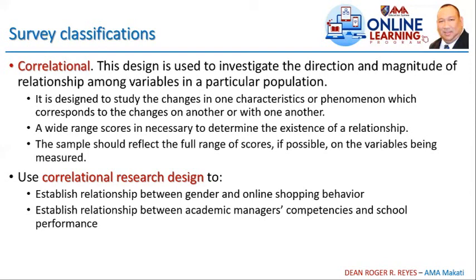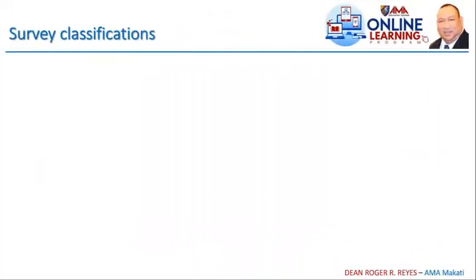Okay, another one is establish relationship between academic managers' competencies and the school's performance. O titingnan naman natin, himay-himay natin, kumusta ang qualification ng ating mga academic managers. Yung dean, yung coordinator, yan. So, kumusta ba ang kanilang competencies? Magagaling ba sila? And then, i-compare natin yan, i-correlate natin yan, ano ba ang achievement or performance ng school? Yan. Meron bang kinalaman yung high competence ng ating mga academic personnel sa school performance? So survey, to continue.